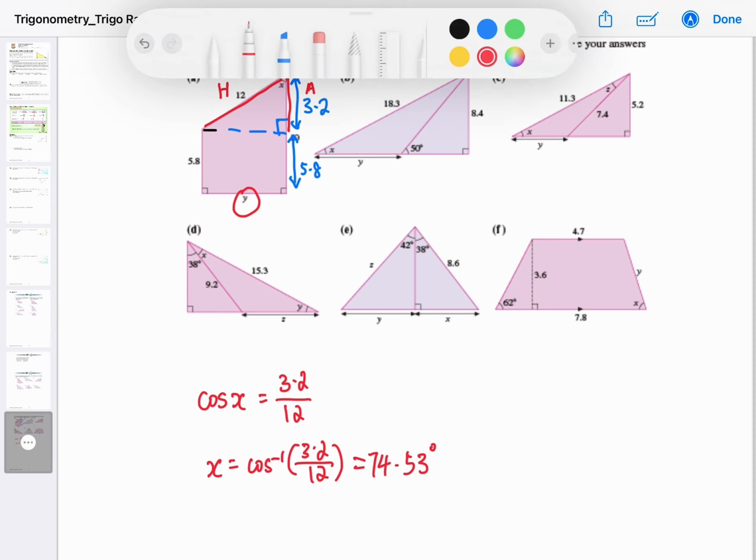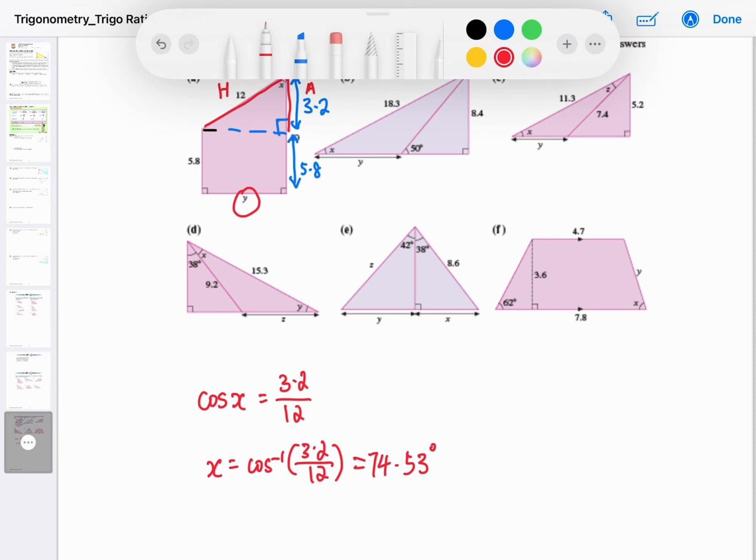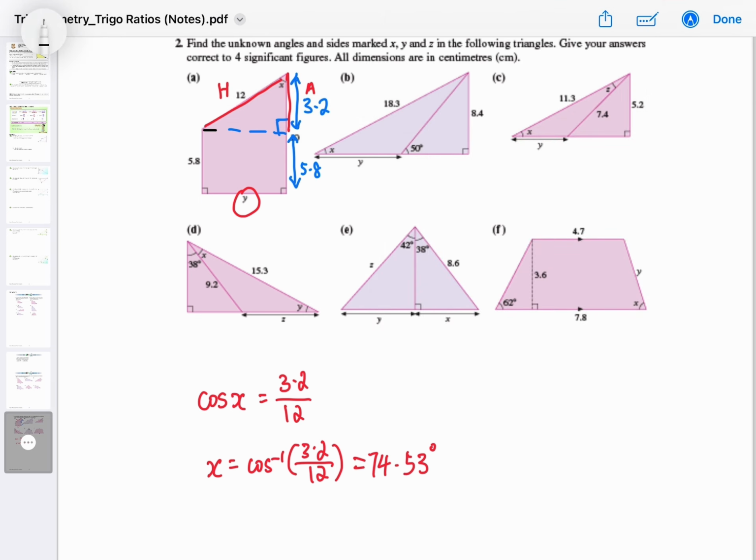So I now need to find what is y. For y, let me use a different color. Okay, for y, we are looking at finding this length in the right angle triangle. So I can take sine of x, which is 74.53 degrees, equals to the length ratio. The length ratio will be opposite and hypotenuse, so that would be y over 12. So sine of the angle equals y over 12.